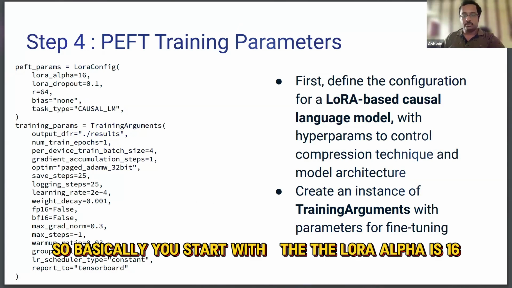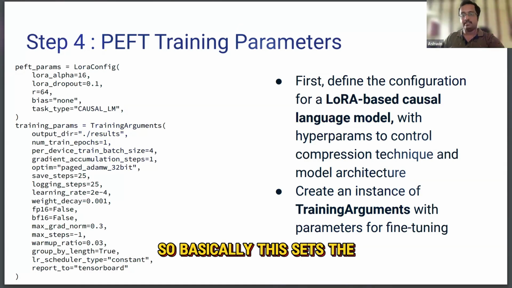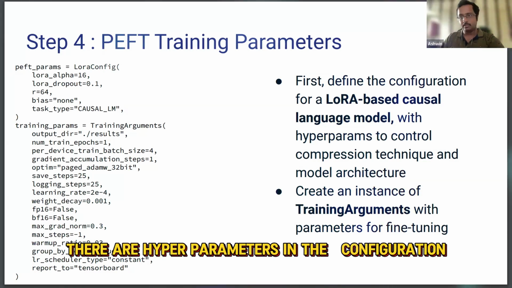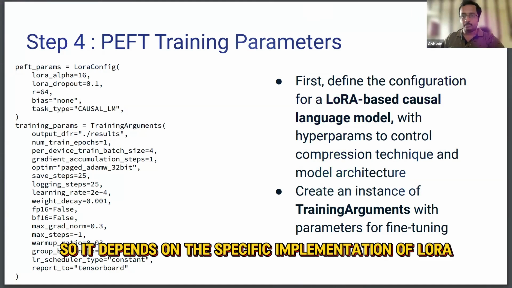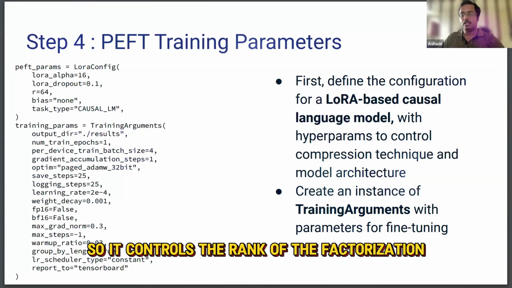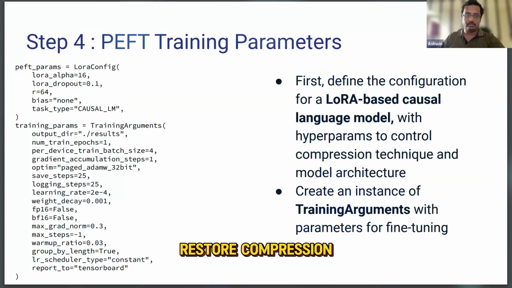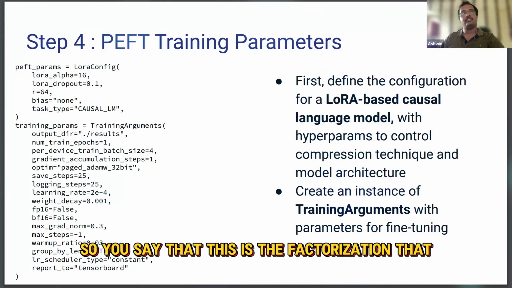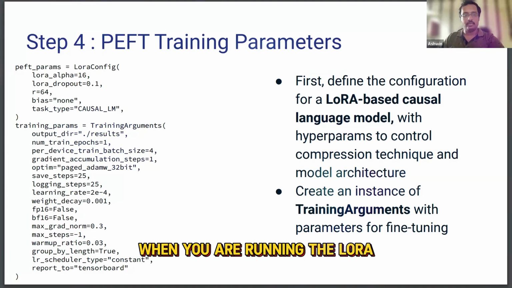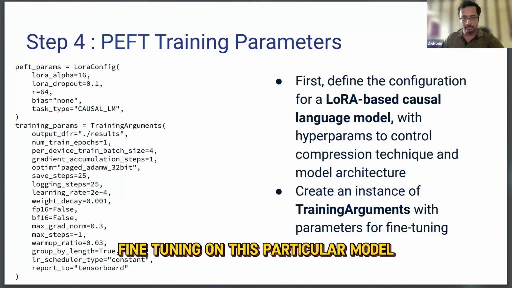So basically you start with the LoRA alpha is 16. There are hyperparameters in the configuration, so you set it to 16 in this particular one. It depends on the specific implementation of LoRA. It controls the rank of the factorization used for compression. So these are some of the technicalities in LoRA. You say that this is the factorization that you want to use when you are running the LoRA fine tuning on this particular model.